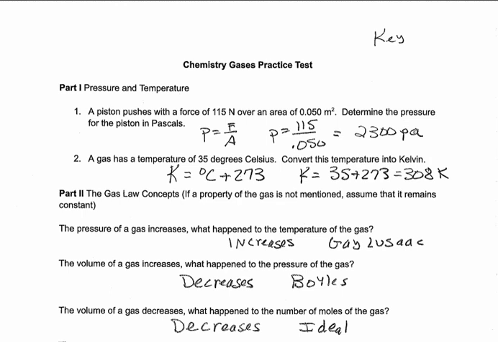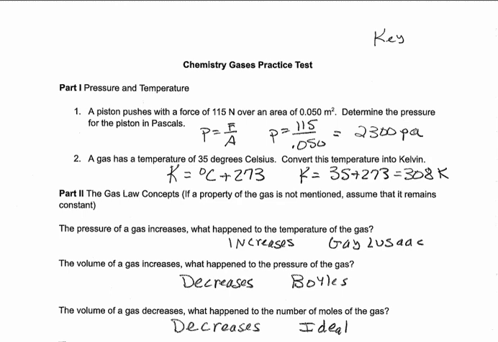Now what if the volume of a gas increases and we're trying to figure out what happens to the pressure? So now everything else is constant. If the volume of a gas increases, that means there's more space for molecules to bounce around, therefore pressure decreases. And that's Boyle's law.